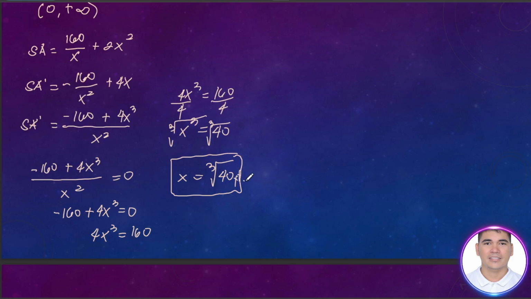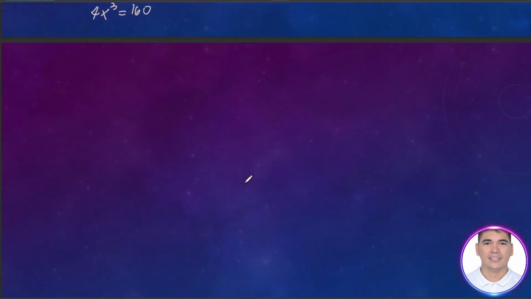Now next, we need to subdivide the interval. Yung interval natin is open interval 0 and positive infinity. So we need to subdivide this one into two open intervals which contain cube root of 40 as our endpoints. Okay? So we are going to use the lesson in the previous topic.